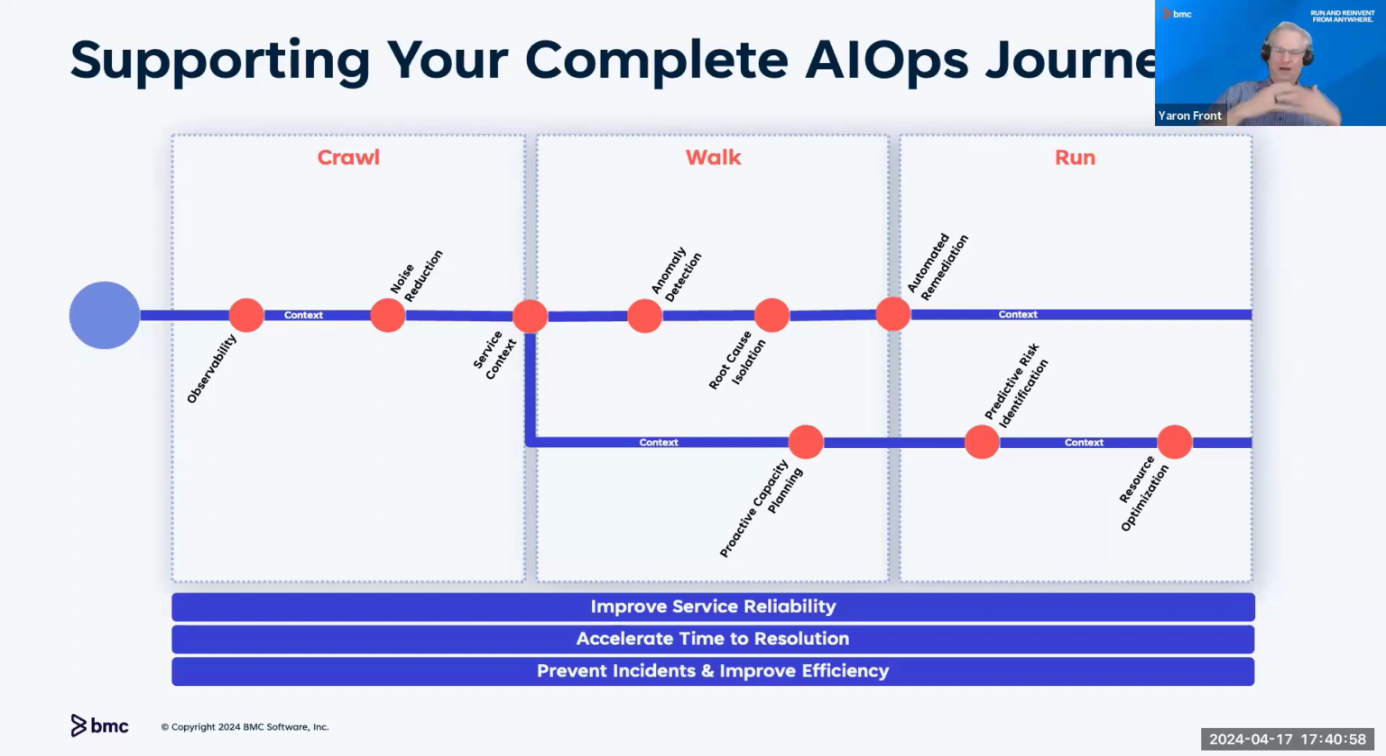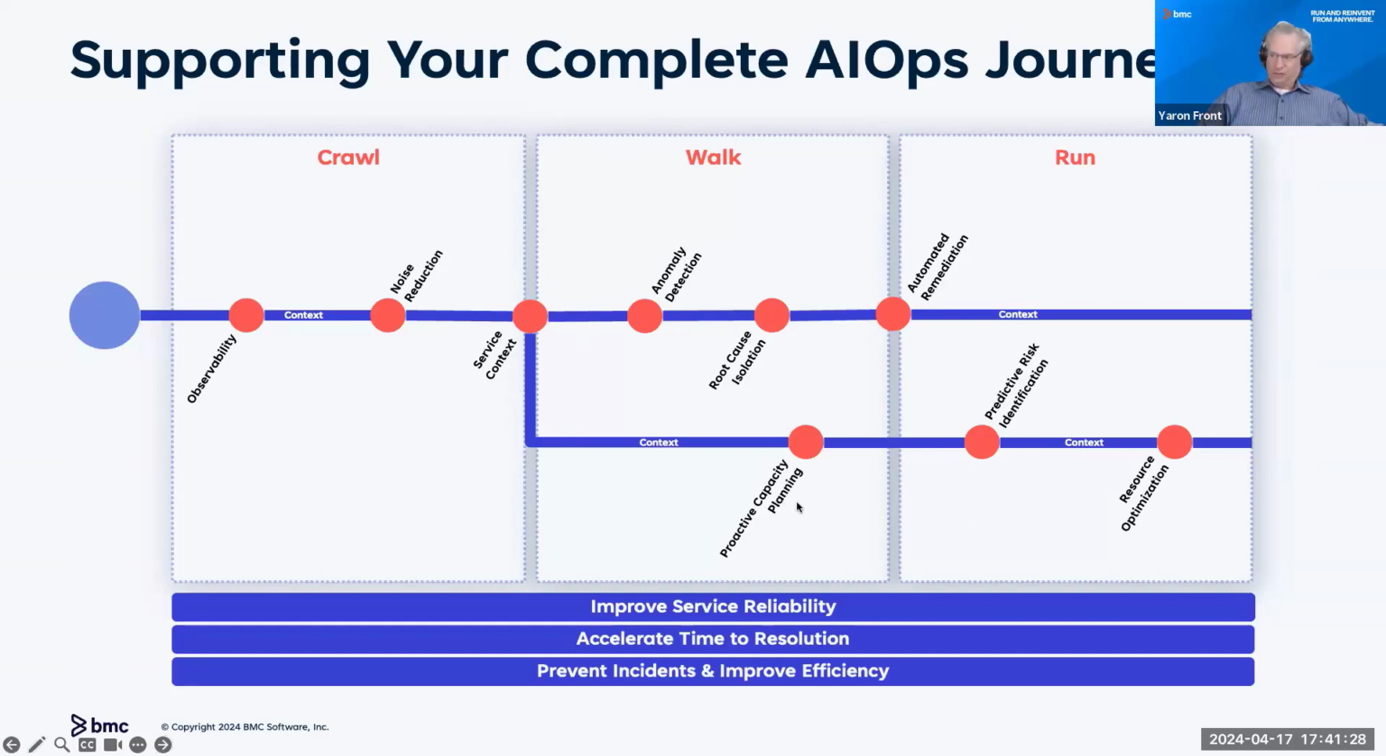But now you have all this information, you need to reduce the noise, because one system fails, that could trigger many thousands of events often just because one thing failed. So you want to reduce the noise and you want to see your IT operations information in a service context. So this kind of gets us through the first stage.